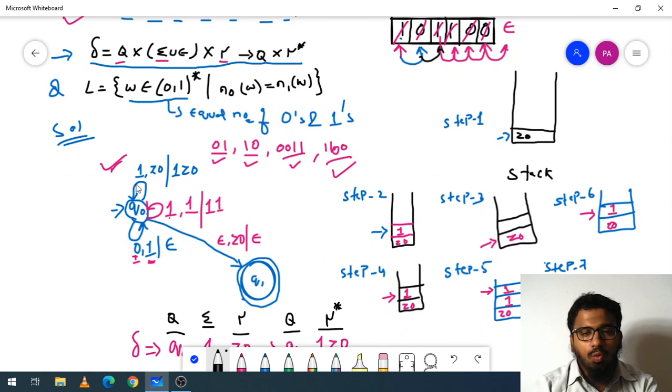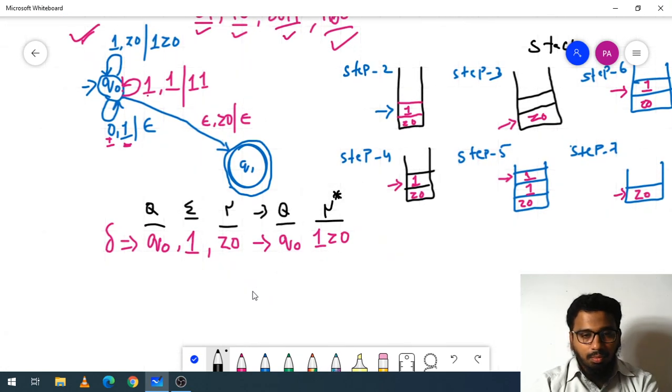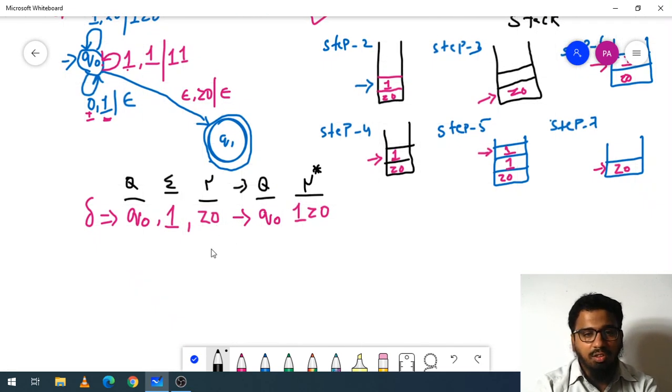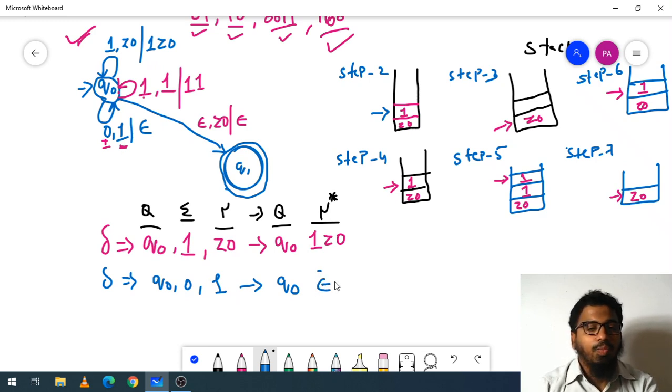So here you can see Q cross sigma, and this is tau. The answer for this is Q cross tau star. Okay, so we have written the first function. The next one is delta of Q0 comma 0 comma 1. What answer are we getting? Q0 goes to Q0 only, and we get epsilon.